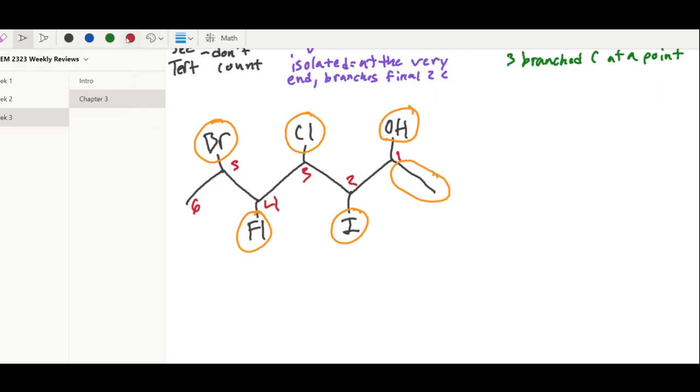Okay, so my parent chain is going to be 6, which is hex, and then because it's single bonds, it's going to be AN, but because I have an alcohol, it's going to be OL. Okay, so anytime you have an alcohol, you're always going to have the OL ending. Okay, so again, this is because it's 6. This is because it's single. And this is because there's an alcohol in the parent chain.